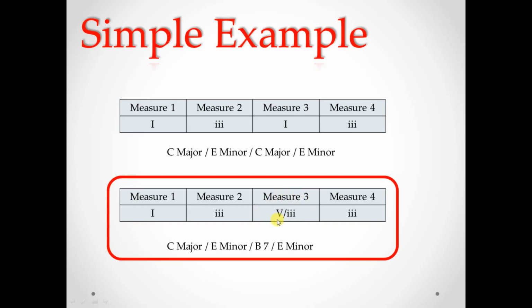This is pronounced the 5 of 3. Basically, this is just a B7 chord. And also, this is not in C major. Here's an example. Notice the difference between these two chord progressions.